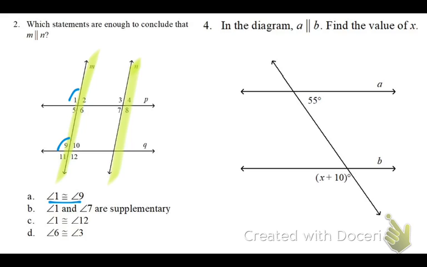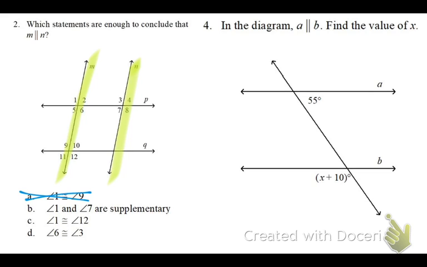First is gives us 1 is congruent to 9. That's great and all, but where are both of these angles located? On M. Do we have any information regarding N? No. So how can this be used to prove that the two lines are parallel if there's no information on line N? It can't. So this is not an answer.